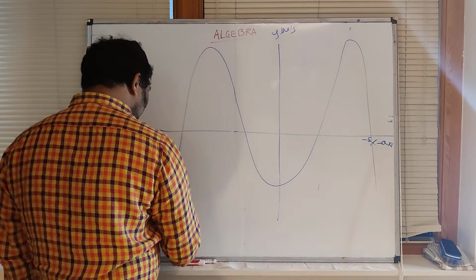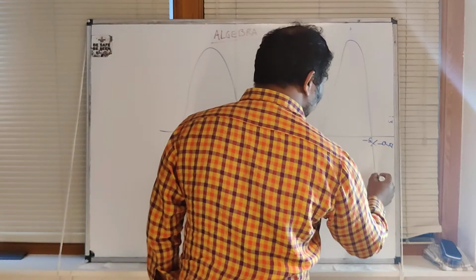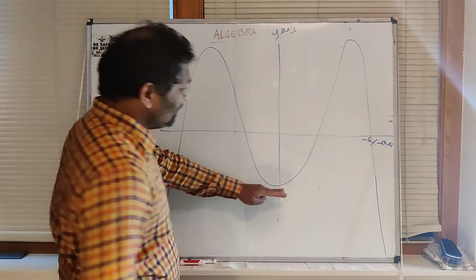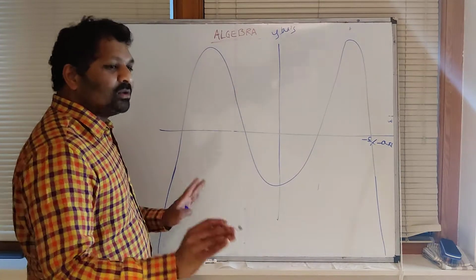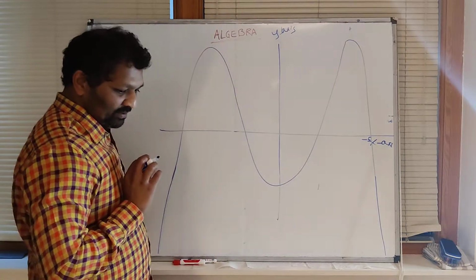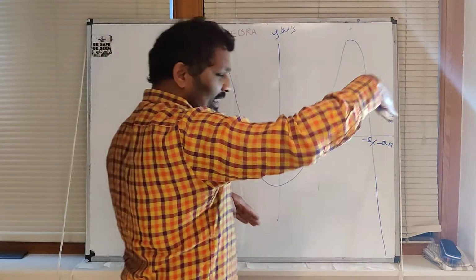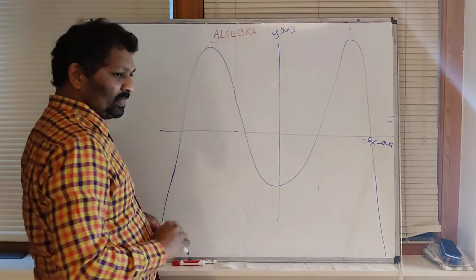To clarify that doubt, I'll extend it here. What is the minimum value of sine? It should stop here only. That is why I extended it, so you won't confuse. This is definitely not a sine wave. If it is a sine wave, it will repeat again and again in the same form.